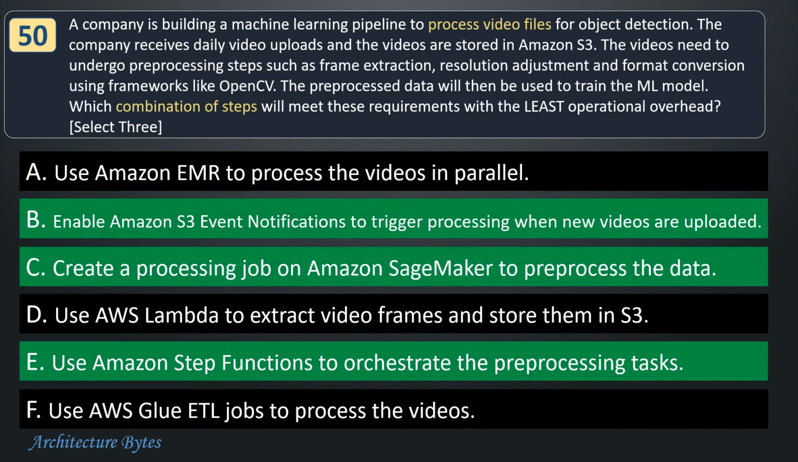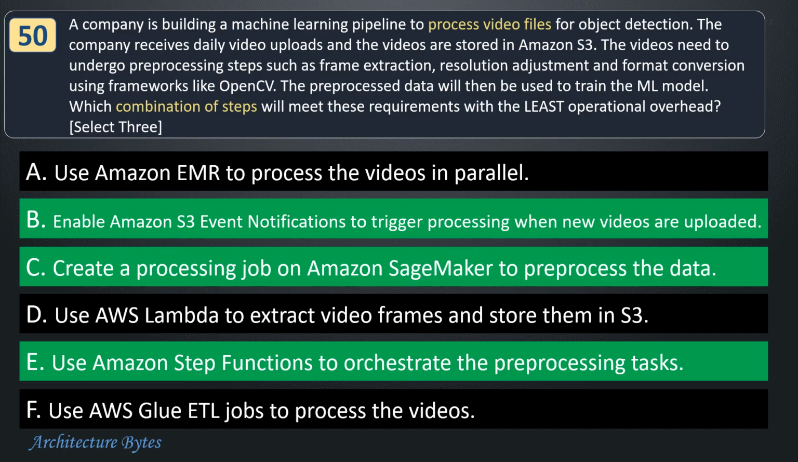So option B, C, and E are the right answers here. So we need an S3 event notification to start our process when a video arrives, and a processing job on SageMaker to pre-process the data, and we could use Step Functions to orchestrate all the tasks.